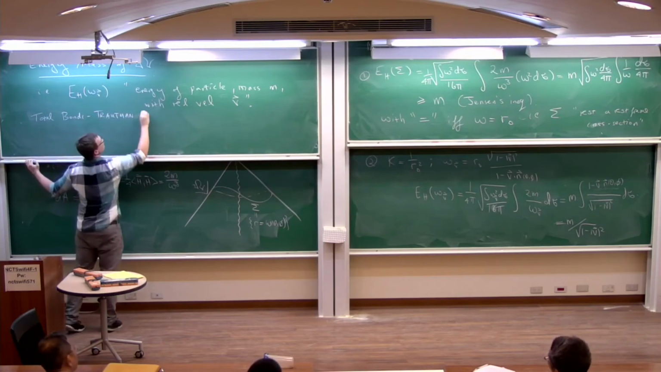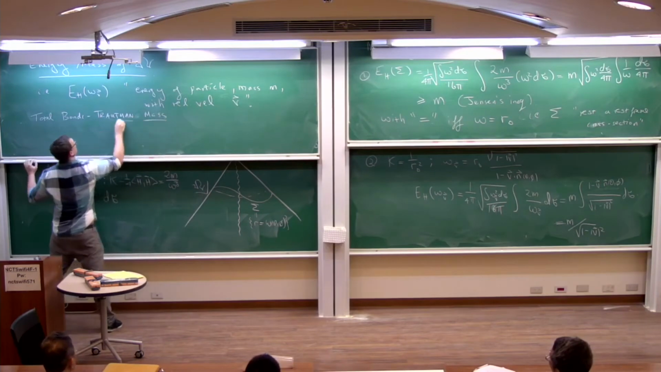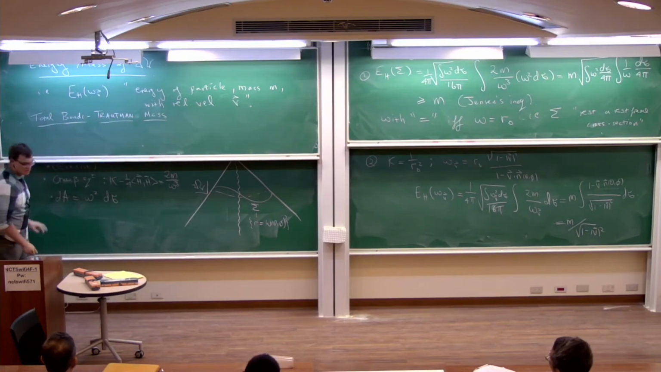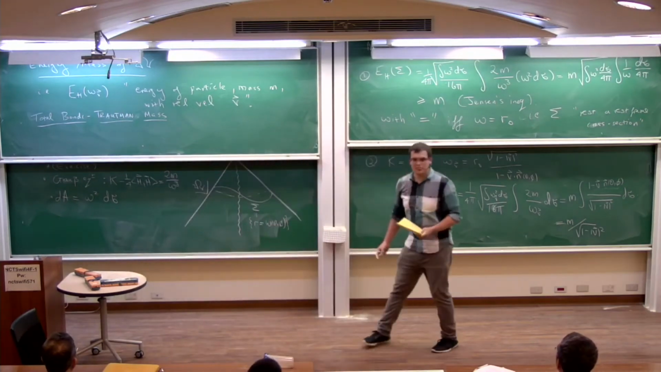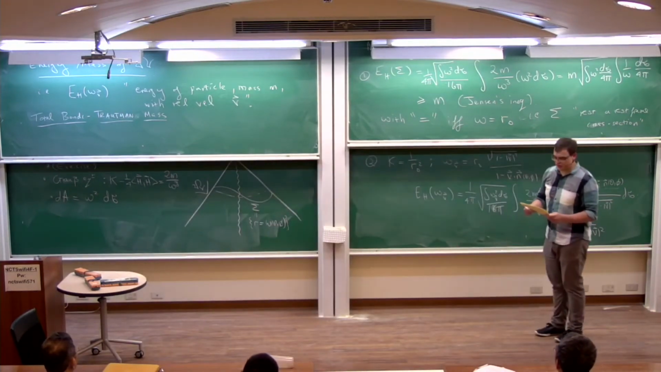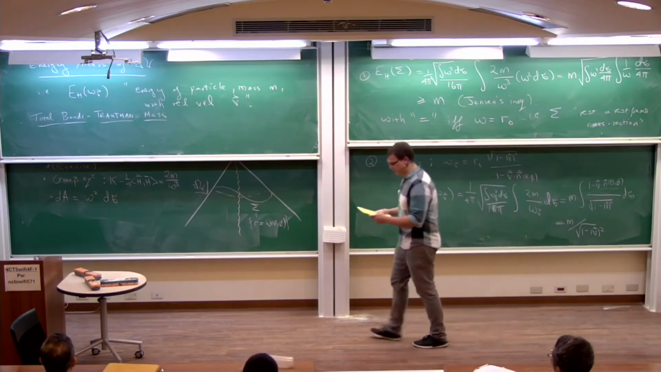I think it's just one n. Total Bondi-Trautman mass. All right, how are we doing? Any questions so far? So that's why we think of the Hawking energy as an energy.